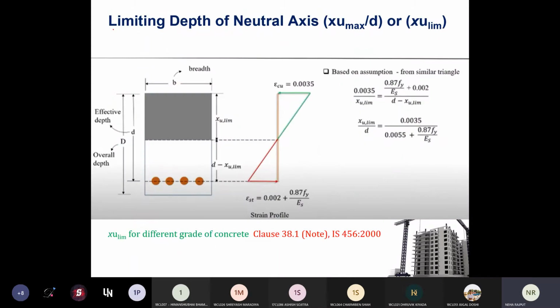Now coming to the next part, that is limiting depth of neutral axis. As I explained earlier, the neutral axis is an axis which will divide your compression and tension zone. Remember one thing: in actual conditions on site, you won't see this neutral axis, depth of neutral axis, or limiting neutral axis. This is not a visible thing. These things are required to derive the reinforcement for your cross section.